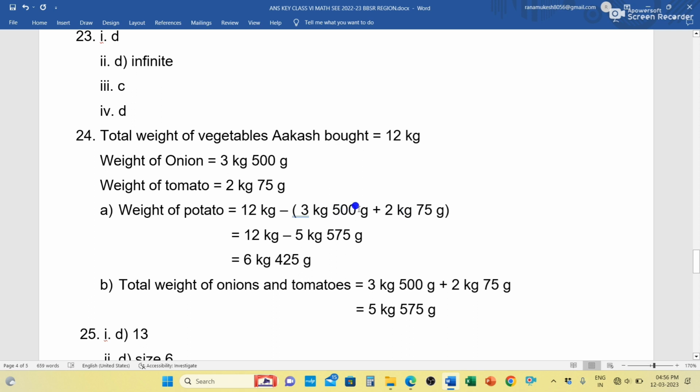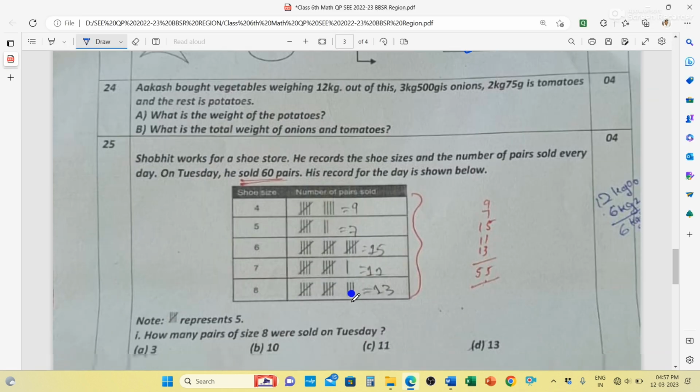So 3 kg 500 gram plus 2 kg 75 gram equal to 5 kg 575 gram. So 12 kg minus 5 kg 575 gram equal to 6 kg 425 gram. Okay, so this is the weight of potato. Then total weight of onions and tomatoes, you have to add 3 kg 500 gram plus 2 kg 75 gram. It will be 5 kg 575 gram.